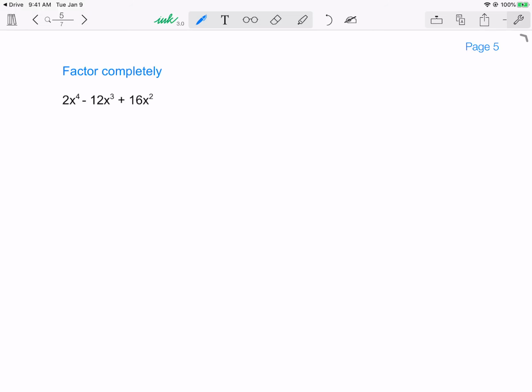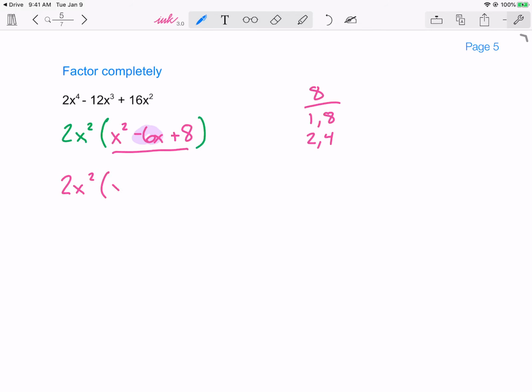Let's try another. These coefficients are all even again, and the smallest exponent is 2, so I can factor out a 2x squared. And what am I left with? I'm left with x squared minus 6x plus 8. So then this is what I'm trying to factor, this trinomial of the form ax squared minus bx plus c. Since a is 1, all I really care about are the factor pairs of 8 that add to make this 6. In this case it's negative 6, so I know it's going to be minus minus. So I've got 2x squared, x minus 4, x minus 2.